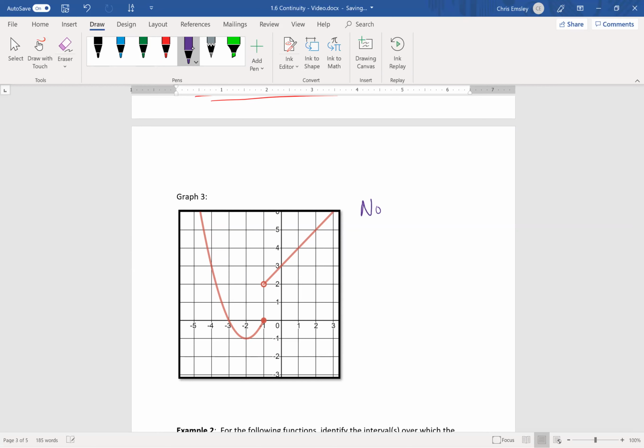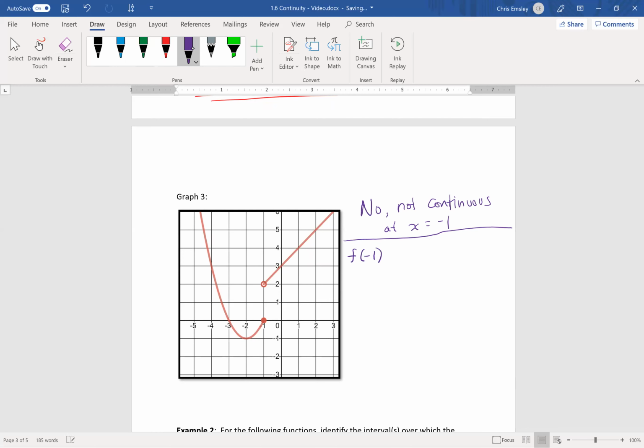It's got a big old jump there in the middle, and that jump happens at x equals -1, so it's not continuous at x equals -1, or you could say we have a discontinuity at x equals -1. So why is it not continuous? We take a look at our three conditions.